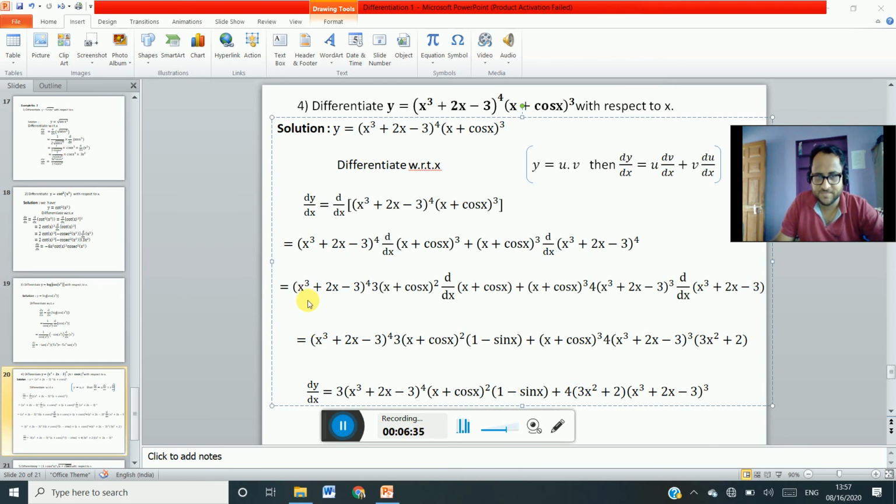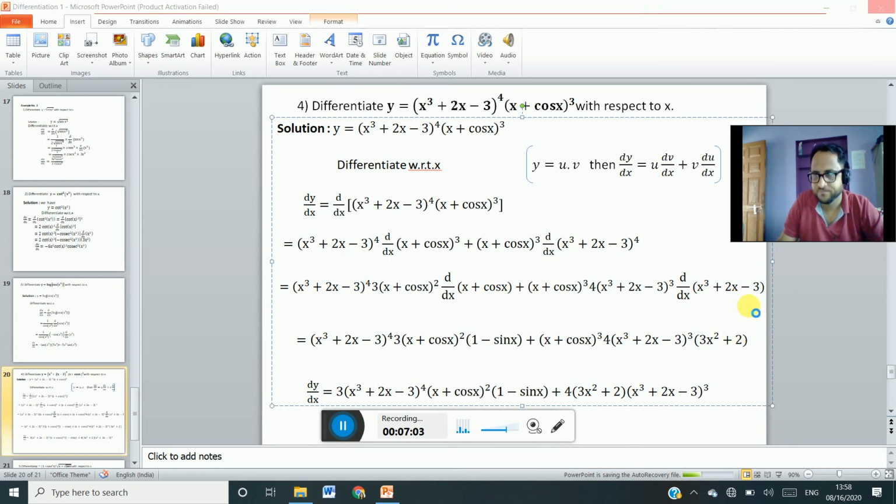What is the next step then? (x cube plus twice x minus 3) to the power 4 into 3 into (x plus cos x) square into derivative of this x plus cos x. The derivative of x with respect to x is 1 and derivative of cos x with respect to x is minus sin x, right? And again this is the same: (x plus cos x) cube into 4 into (x cube plus twice x minus 3) to the power 3 and derivative of x cube is 3x square, plus derivative of twice x is 2 into 1, minus 3 is a constant, so derivative of that is 0.